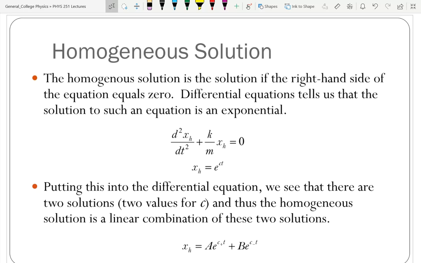Question, Michael? We plug that equation on the bottom to where? Not the bottom one, the one in the middle that says x sub h equals e to the ct. We plug it in for x sub h, in the equation on top.